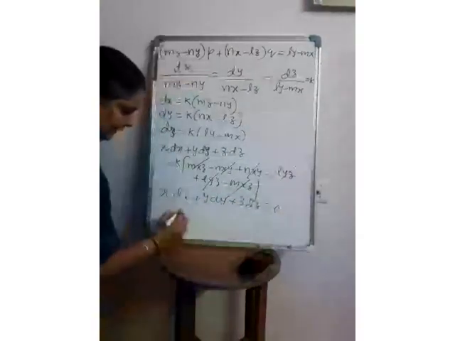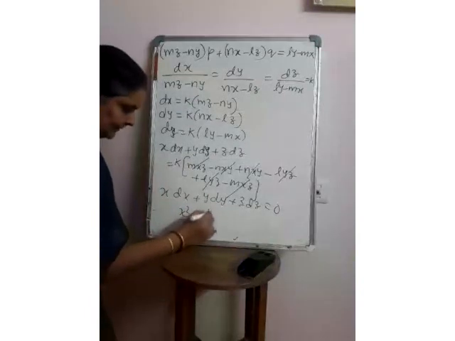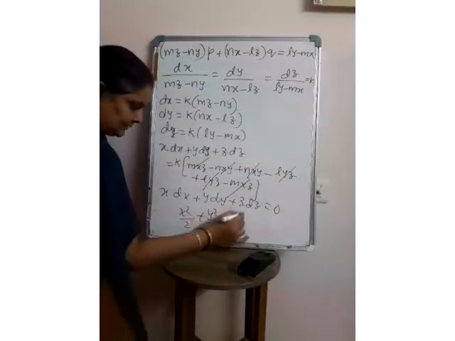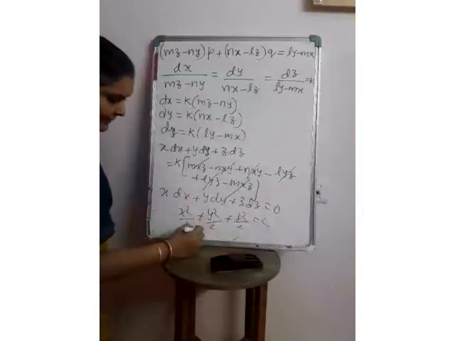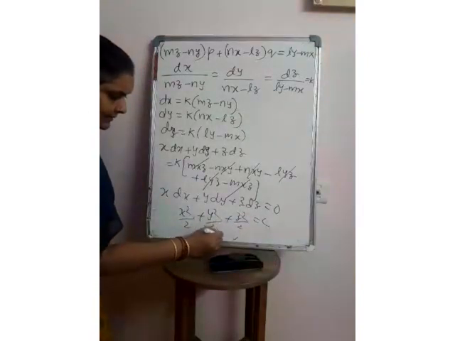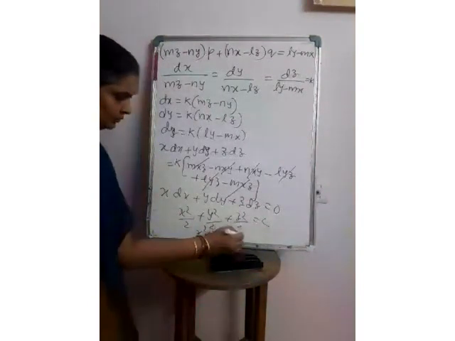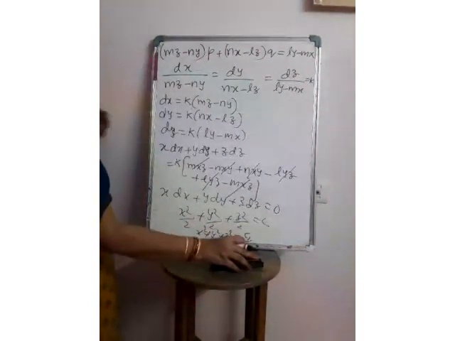So if you integrate, this will become x square by 2 plus y square by 2 plus z square by 2 is equal to c. Or the first solution we can write it as x square plus y square plus z square. Actually, this is equal to 2c. I'll write it as some constant c1. This is the first solution.